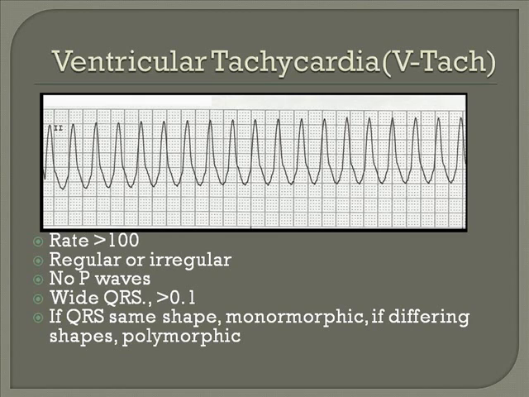And the QRS complexes are wide, telling you it's coming from the ventricles. That's how we differentiate this from the supraventricular tachycardia, is we have the wide QRS. If they happen to be all the same shape, we could call it monomorphic tachycardia. They can come in varying shapes, and then we would call it a polymorphic ventricular tachycardia.